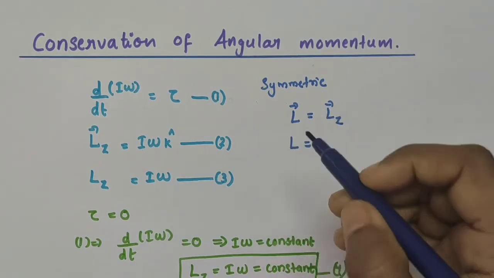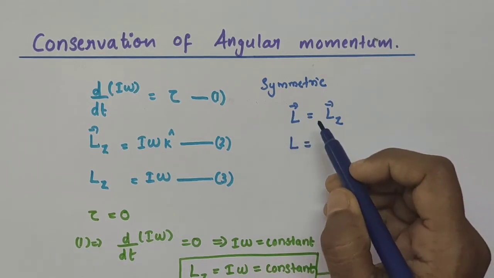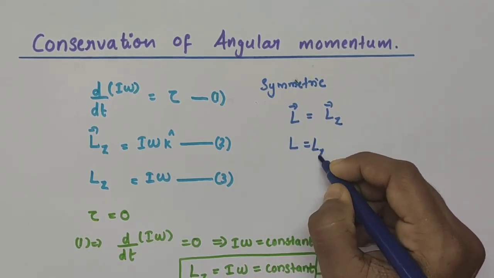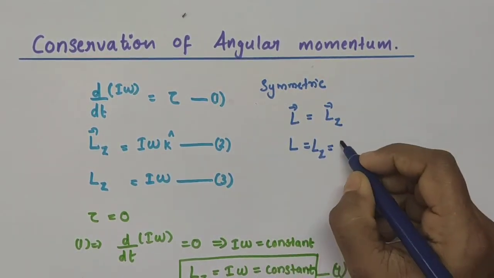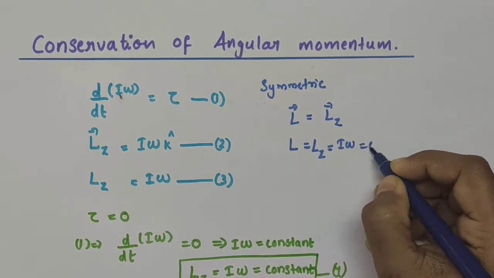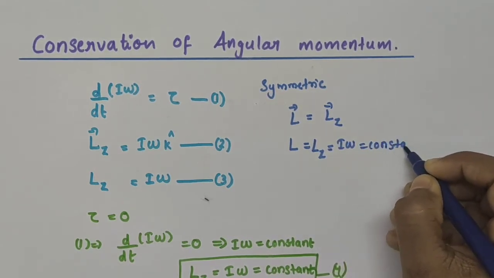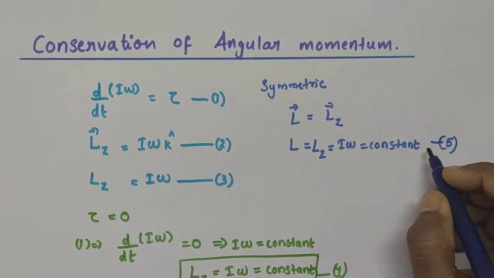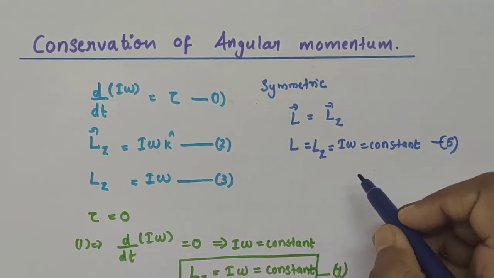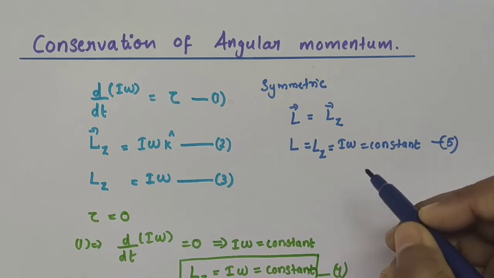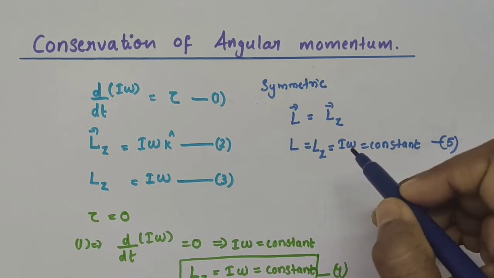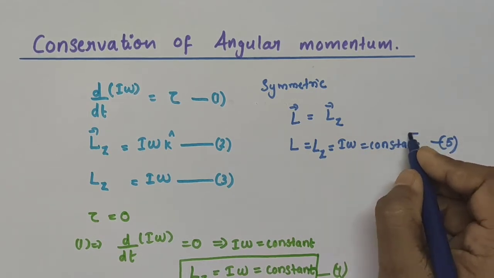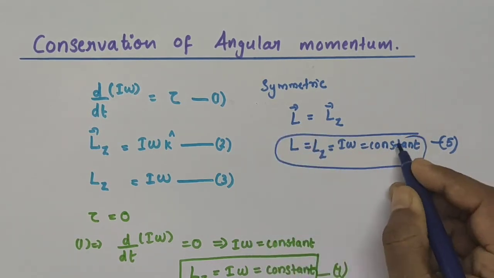Alright, so for symmetric bodies, this L is equal to what? Lz, and this is equal to what? I omega, and that is a constant when torque is equal to 0. I am taking this as 5. So, this equation 5 is actually the expression for the law of conservation of angular momentum for fixed axis of rotation.